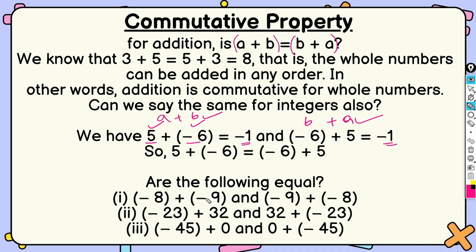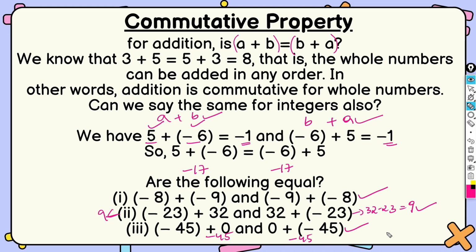Similarly, if you see minus 8 plus minus 9 is minus 17 and minus 9 plus minus 8 is equal to minus 17. This also follows commutative property. And minus 23 plus 32 is equal to 9. Similarly, 32 plus minus 23 is 32 minus 23, which is equal to 9. So this also follows commutative property. Similarly, minus 45 plus 0 is minus 45 and 0 plus minus 45 is minus 45. Hence, all integers for addition, they follow commutative property.